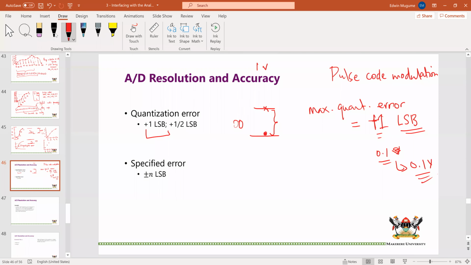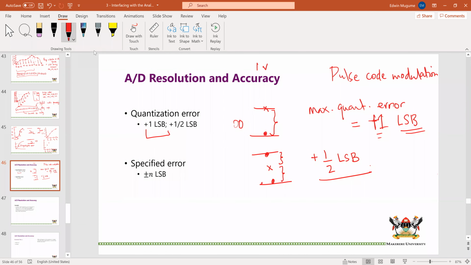Now, in the other scenario, where I am taking the midpoint as my approximation, even if my sample was at this point or at that point, you can see that the maximum error is only likely to be half. And so here I can say that my maximum error in this case is plus or minus, not plus or minus, but plus 1/2 of the weight of the lowest significant bit.